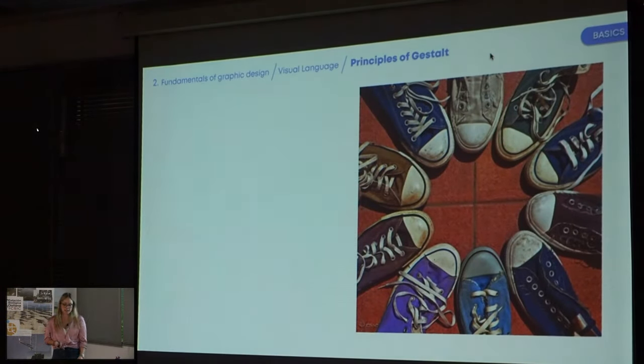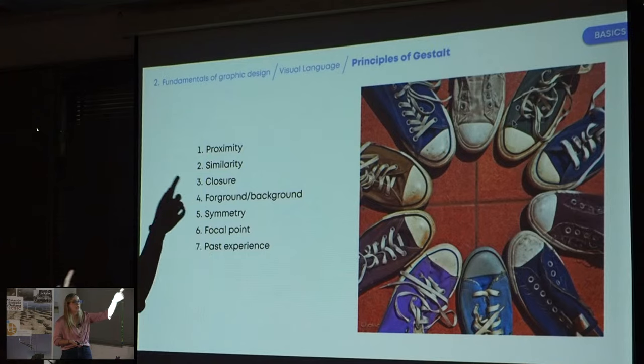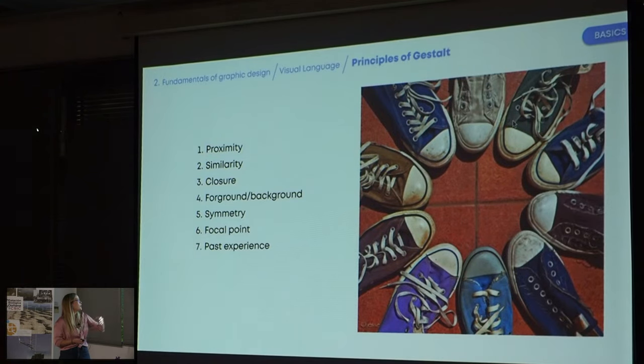Over here, this is an example of how one image can have them all. We see that the rule of proximity applies because all of the shoes are next to each other. We see the similarity rule because it's the same shoe. And we see the closure principle because the tips of the shoe create a circle. We have the foreground-background rule because we have the floor as the background and the shoes as the foreground, but we have a third dimension into that law because we see the circle. We also have symmetry. We have the focal point, again, the circle that we can see, and the past experience because we all can relate to the type of shoe. We all have seen a Converse All-Star.